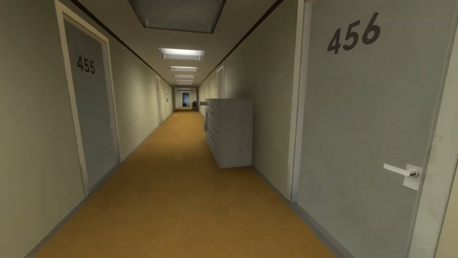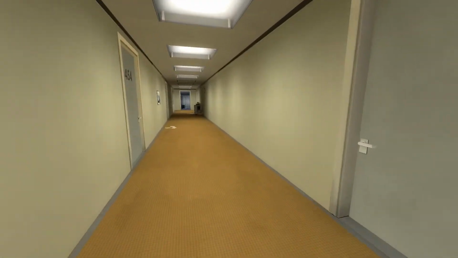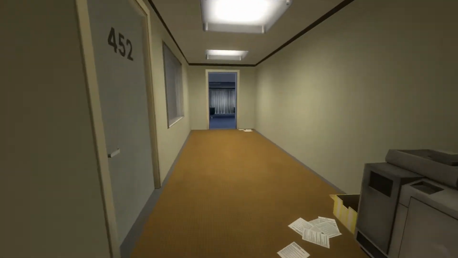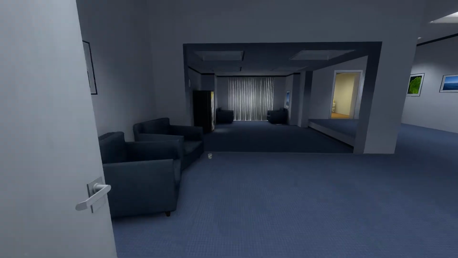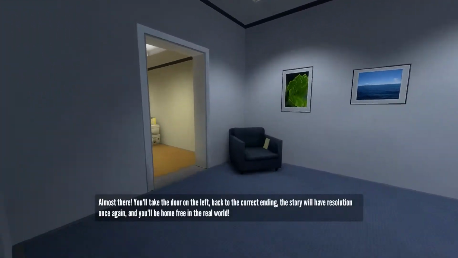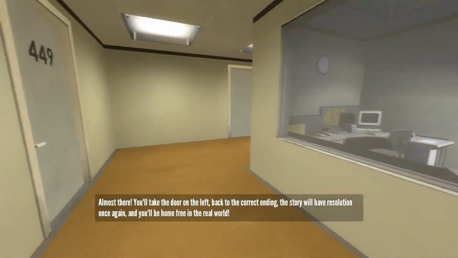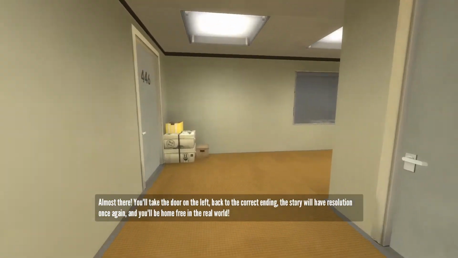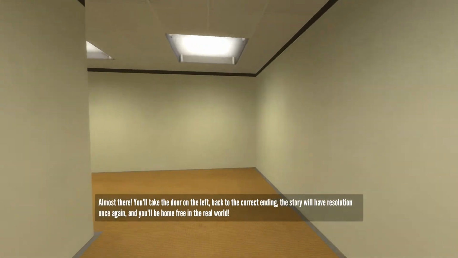So are we going all the way back to the beginning? We are. Almost there. You'll take the door on the left, back to the correct ending, the story will have resolution once again, and you'll be home free in the real world. No.